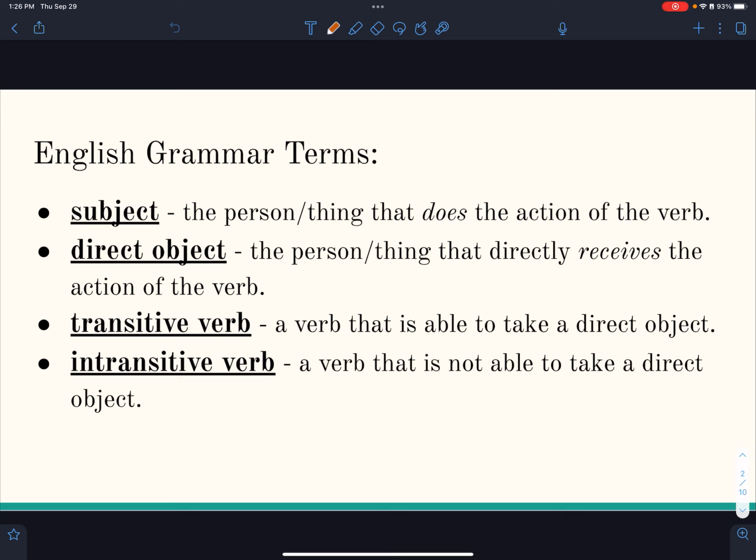Okay, so who's heard of transitive versus intransitive before? You don't necessarily need to know what it means, but you've heard it. The difference between the two: a transitive verb is simply a verb that is able to take a direct object, whereas an intransitive verb is one that is not able to take a direct object.